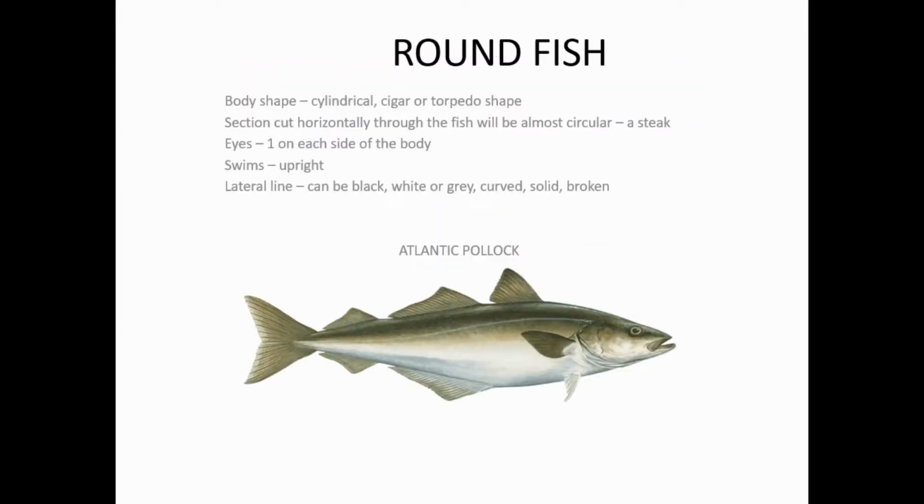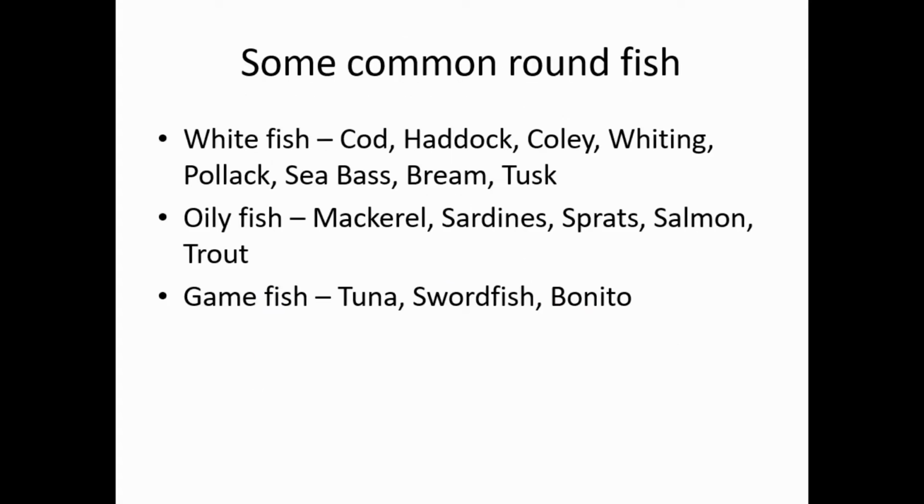So for round fish, you need to tell the students that the body shape is cylindrical or cigar or torpedo shape, and that if they cut a section horizontally through the fish, it will be almost circular, which will make a steak. Talk about the eyes, the positioning of the eyes and how it swims, and touch on the lateral line, where it is, what it is, and what differences can be between lateral lines in different fish.